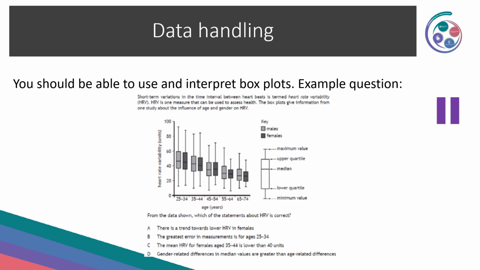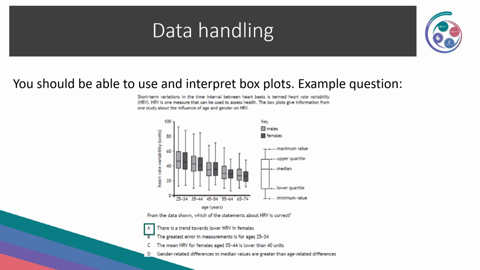So pause the video, have a go, read through each of the statements that they've given you and try to come up with the correct answer based on what you can see in that particular box plot there. So the correct answer for this one here is that there is a trend towards lower HRV, or heart rate variability, in females. So we can see throughout the graph that there's a lower variability in females of the actual results, and we can see that from the results that are given here.